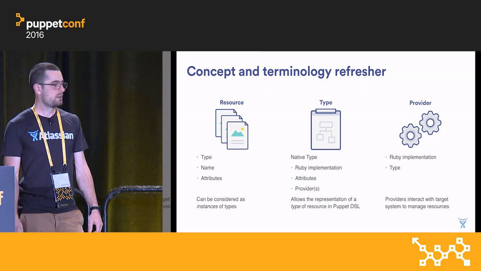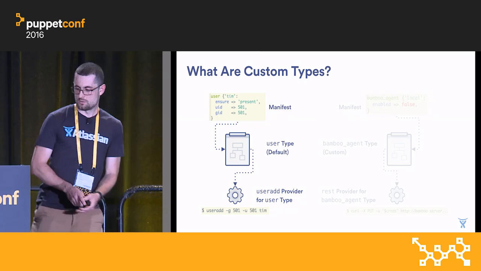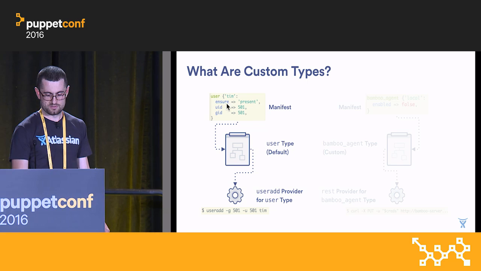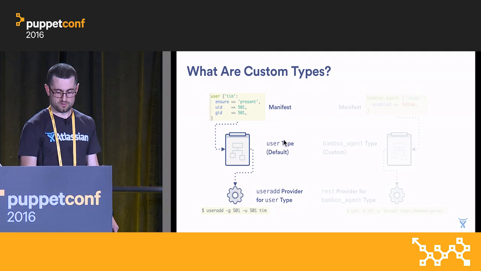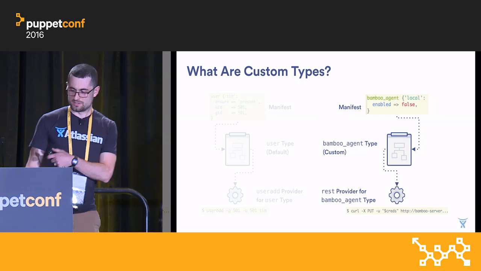So here's a concrete example of comparing one of the default types to a custom type. We'll start with the default type of user. This is the type. So we've got a resource with a type user, named Tim, and some attributes. As we know, the type is user. If you're running this on a Linux system, more than likely you'll be using the useradd provider, which is one of the default ones that comes with Puppet. Under the hood, it runs useradd with some arguments. The arguments will be derived from your attributes.